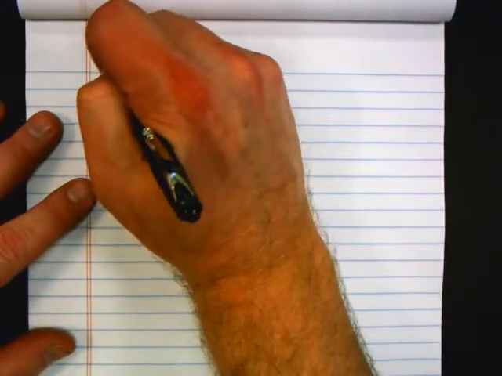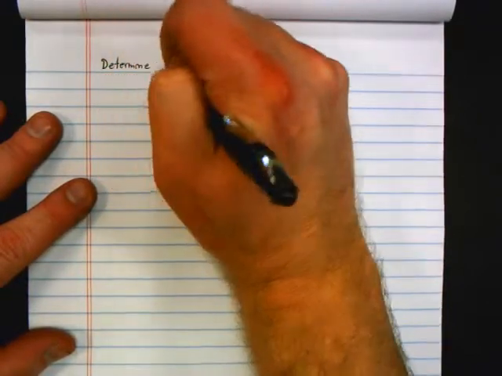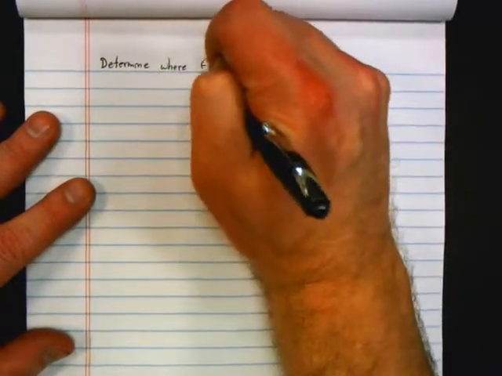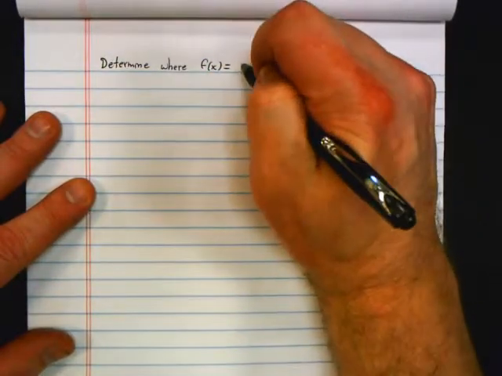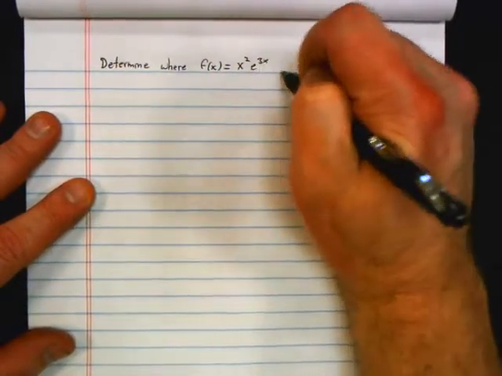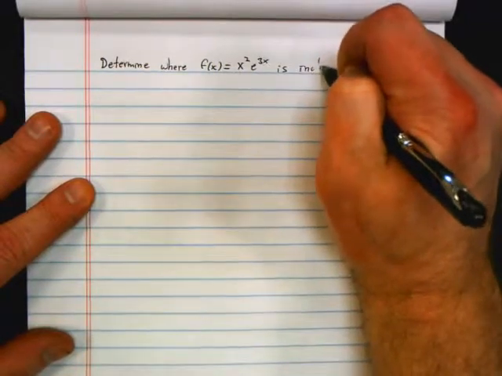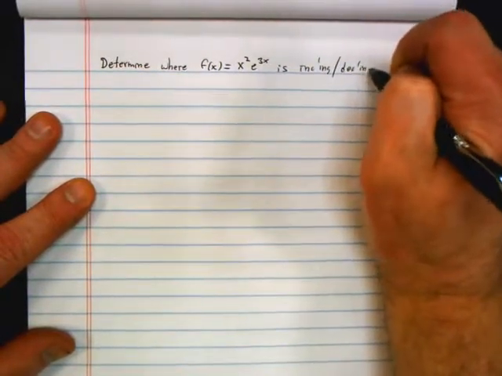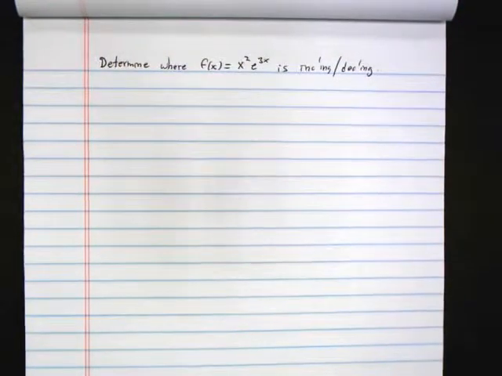All right, last question for the day. Determine where f of x equals x squared e to the 3x is increasing and decreasing. Standard Calc 1 problem. The only difference is in Calc 1 we didn't have e's, but we always did increasing and decreasing, didn't we? How do you determine where a function is increasing and where it is decreasing? First derivative. You take the derivative.